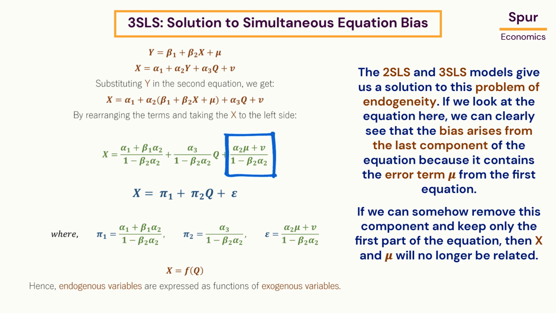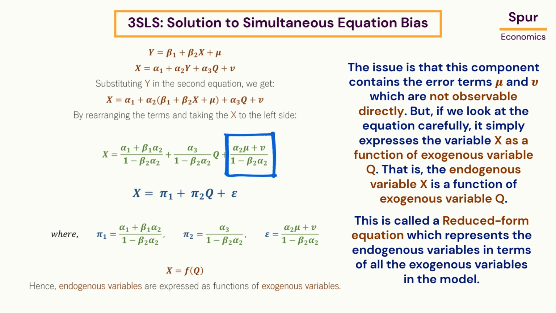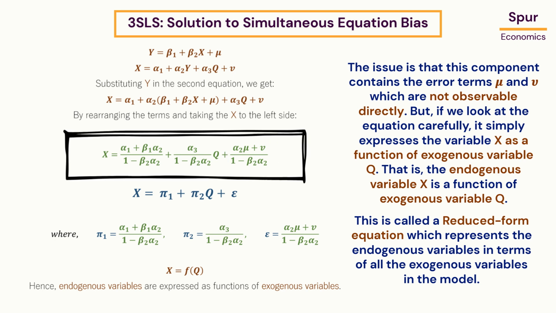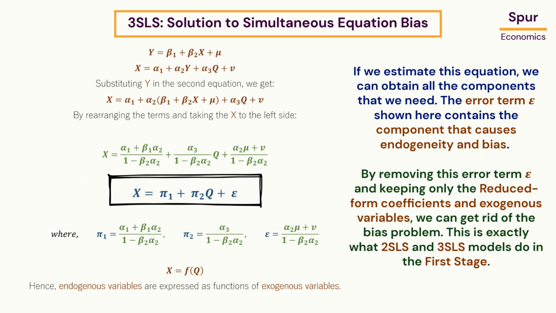If we can somehow remove this component and keep only the first part of the equation, then x and mu will no longer be related. The issue is that this component contains the error terms mu and upsilon, which are not observable directly. But, if we look at the equation carefully, it simply expresses the variable x as a function of exogenous variable q. That is, the endogenous variable x is a function of exogenous variable q. This is called a reduced form equation, which represents the endogenous variables in terms of all the exogenous variables in the model.